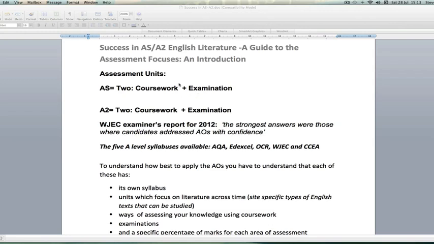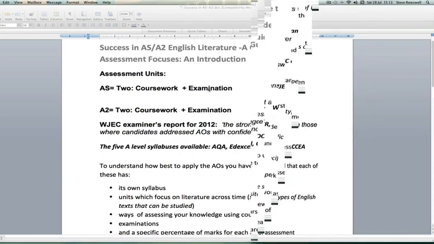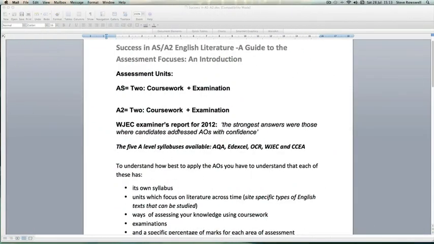Now, the exams are assessed either by coursework and final examination, creative pieces and coursework comparison pieces, or synoptic pieces whereby all of your knowledge is tested in the last year of the A2 exam. They all are based on a framework of assessment objectives. And as you can see from this quotation from the Welsh Board's examiner, it said the strongest answers were those where candidates addressed the AOs with confidence. And the only time that you have confidence and do well is when you have knowledge. And that's what this little section is all about.